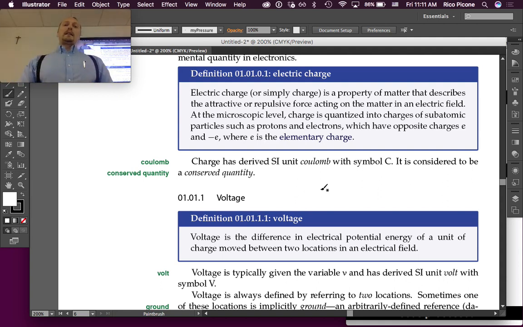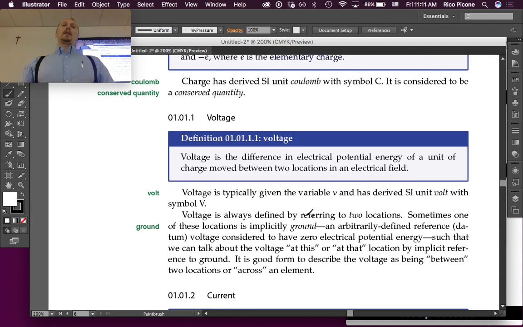All right, that brings us to voltage. Voltage is the difference in electrical potential energy of a unit of charge moved between two locations in an electric field. It's a pretty intuitive understanding. It's a little bit analogous to if you moved a mass around in a gravitational potential field, since we're all mechanical engineers here.